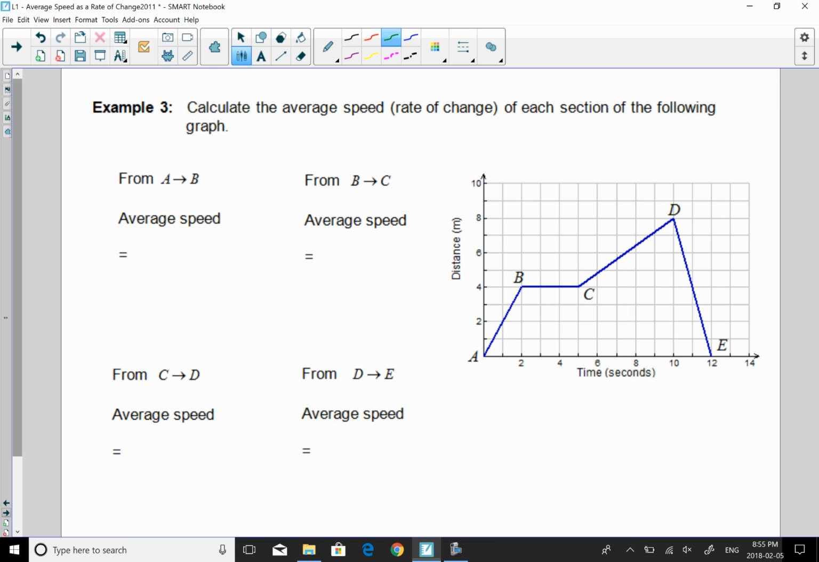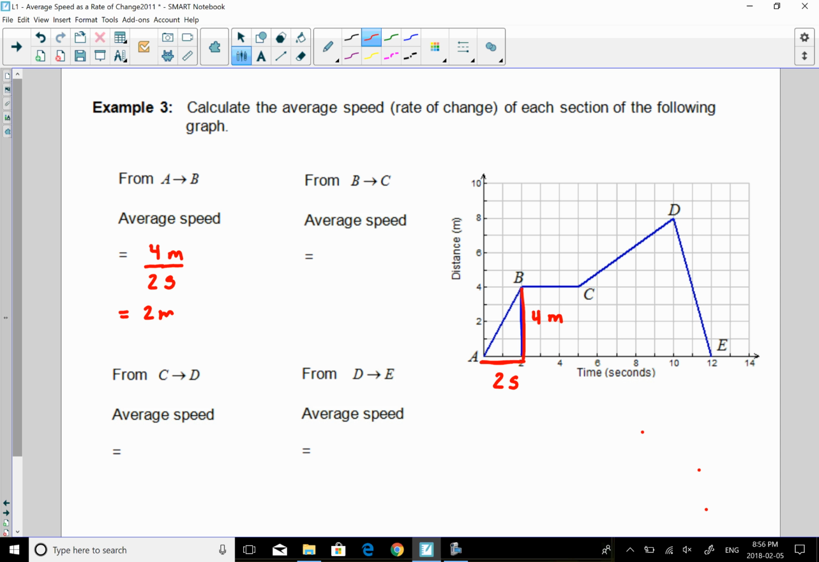Calculate the average speed, also known as rate of change, for each section. So if I look from A to B, the average speed, I'm going to find the change in the distance. So from here to here, we're going from 0 to 4, over the change in the time. So it's 4 divided by 2, which is 2. We'd like to write the units, so that's 4 meters in 2 seconds, so that leaves us 2 meters per second.